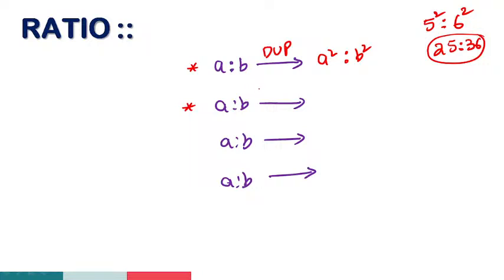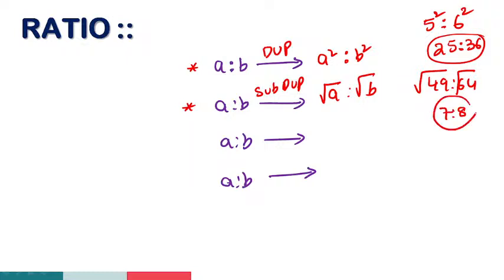Next point, guys. A is to B, the subduplicate ratio is root of A is to root of B. For example, 49 is to 64. What is the subduplicate ratio formula? Root of A is to root of B. Root of 49 is to root of 64. It means 7 is to 8, guys. So 49 is to 64, the subduplicate ratio is 7 is to 8. So, just remember the formulas, guys.